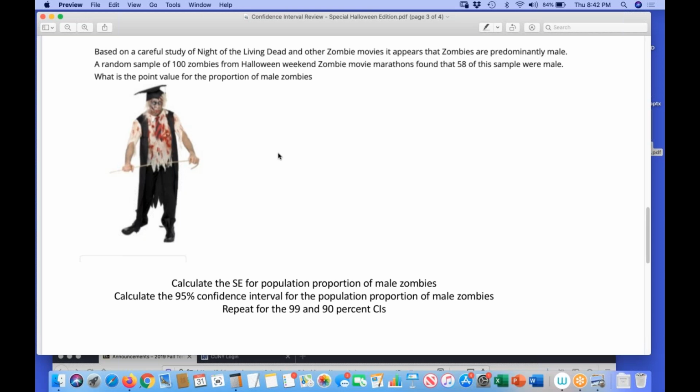Based on a careful study of Night of the Living Dead, another zombie movie, it appears that zombies are predominantly male. A random sample of 100 zombies from Halloween weekend zombie movie marathons found that 58 of this sample were male. What's the point value for the proportion of male zombies?